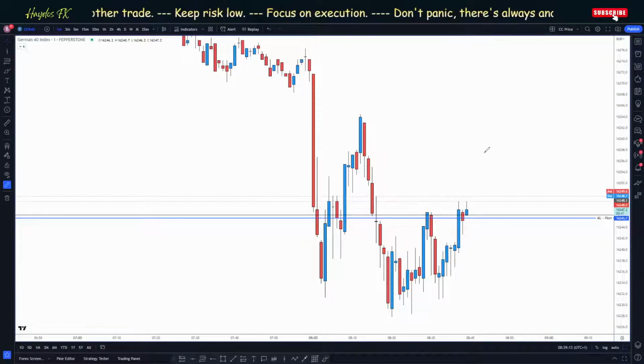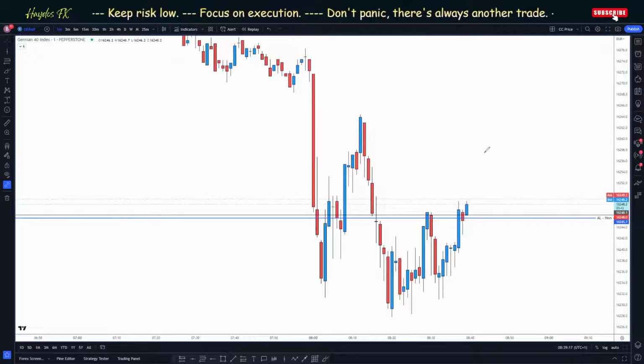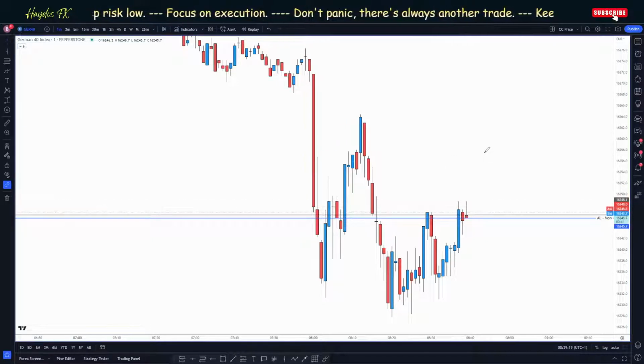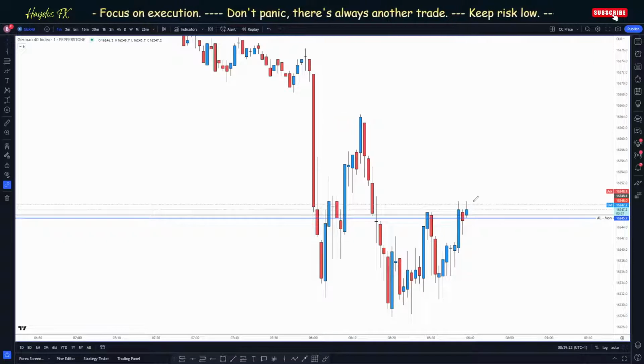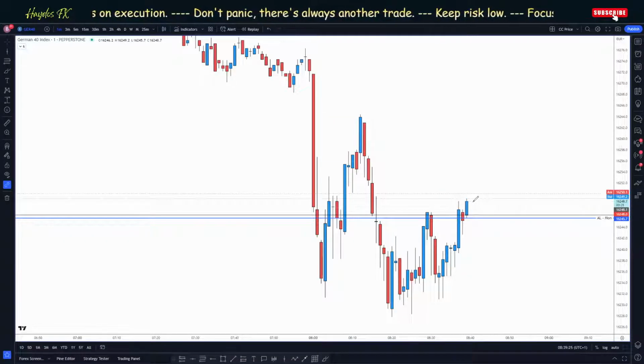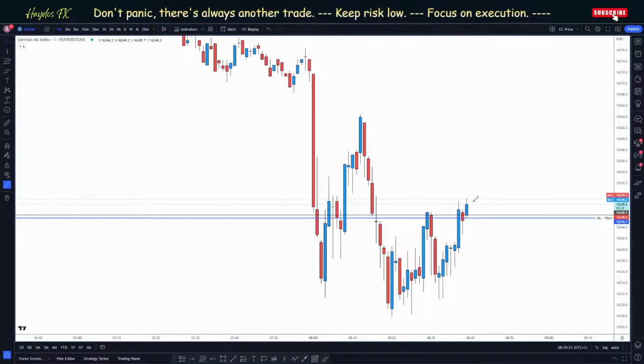Gold on Pepperstone is quite nice because the spreads are still low and you don't pay commission on German 40 or gold. You don't pay commission on German 40 either? No. Okay, very nice. Yeah, so it's very cheap to trade German 40.